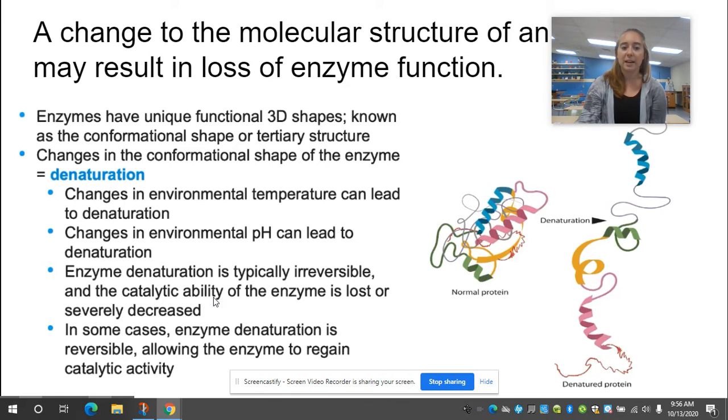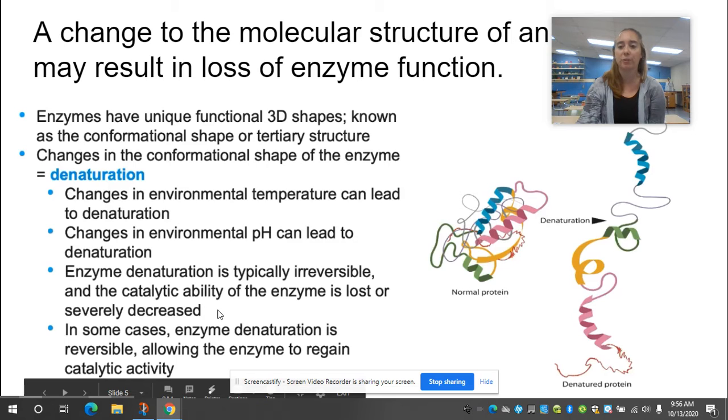And when this happens, it is typically irreversible, which means when the temperature increases, that enzyme is done. It's not going to work. We can't fix it. And so its ability is lost or severely decreased. But in some cases, it is reversible and it does allow that enzyme to regain its activity again. But again, like I said, in most cases, it's typically irreversible.